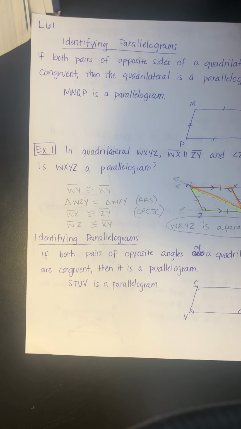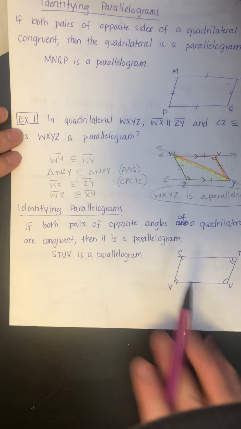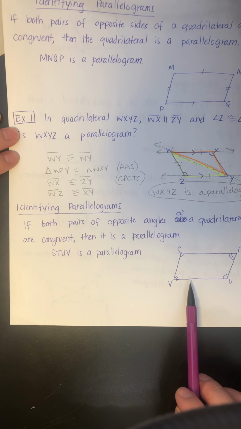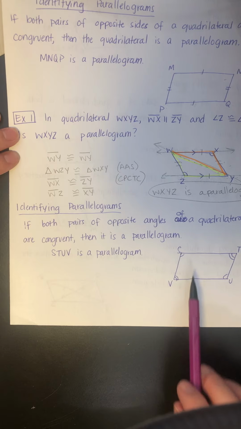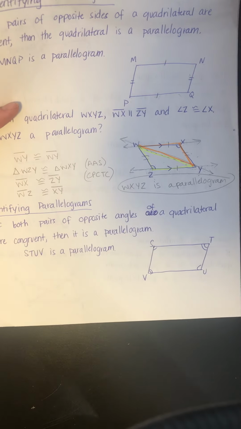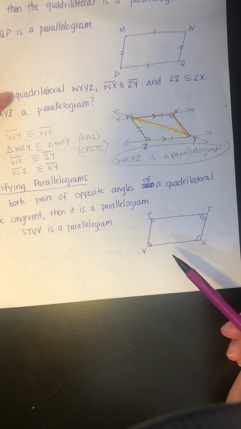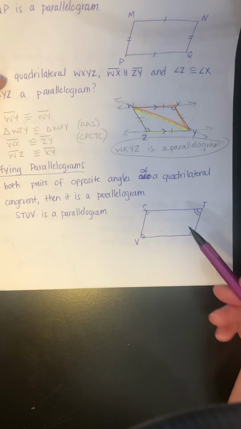Okay, next, identifying parallelograms. If both pairs of opposite angles of a quadrilateral are congruent, then it's a parallelogram. So now on this first one, we were talking about the sides. If the opposite sides are parallel, it's a parallelogram. Now if the opposite angles are congruent, then it's a parallelogram.